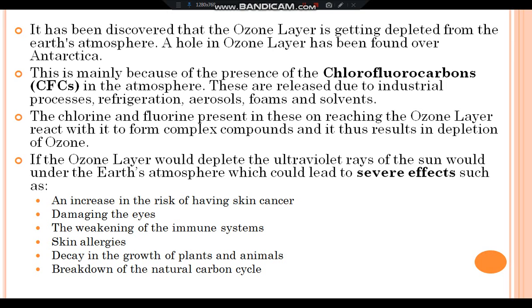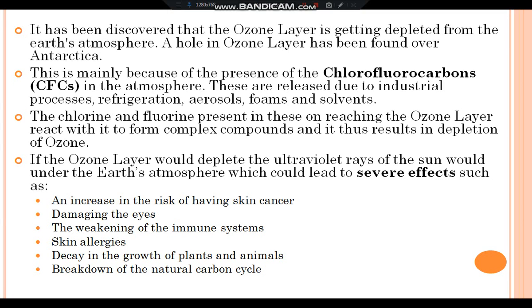It has been discovered that the ozone layer is getting depleted from the Earth's atmosphere. A hole in the ozone layer has been found over Antarctica. This is mainly because of the presence of chlorofluorocarbons, that is CFCs, in the atmosphere. These are released due to industrial processes, refrigeration, aerosols, foams, and solvents. The chlorine and fluorine present in these, on reaching the ozone layer, react with it to form a complex compound, and it thus results in the depletion of ozone.